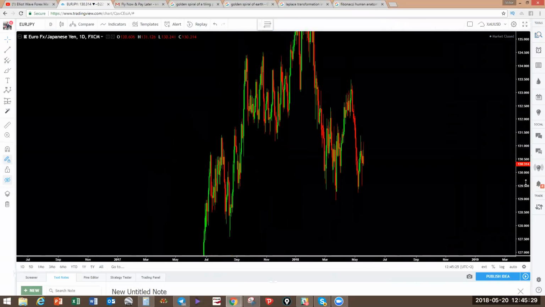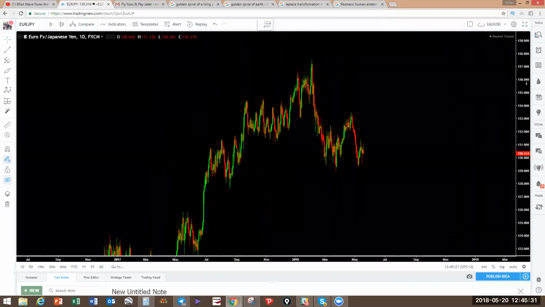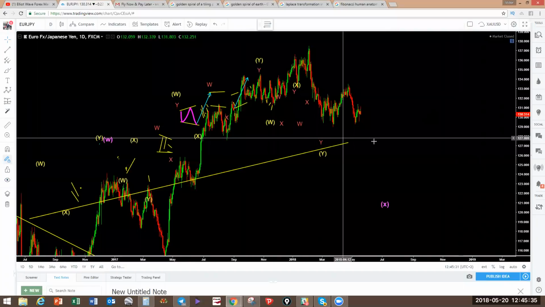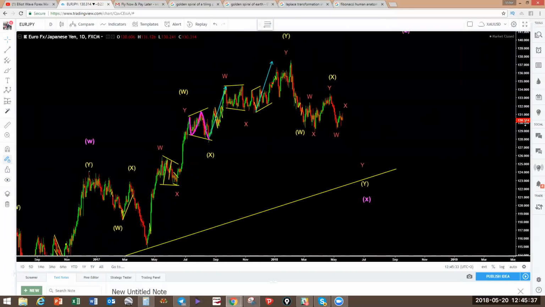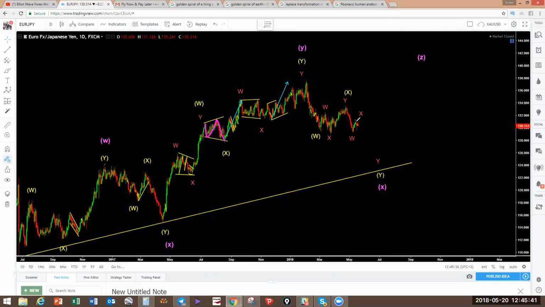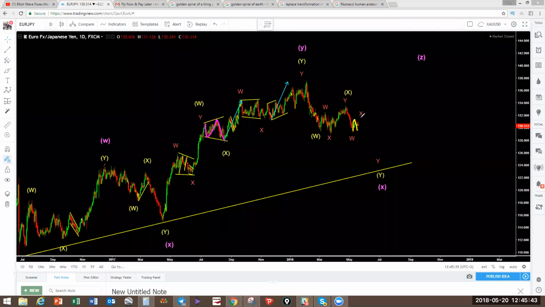One of very complex structures. So what are we anticipating here? We're anticipating this X to complete here for a move down. What is this X? It is this one here. Here you've got a WXY, you've got a three-wave move here.